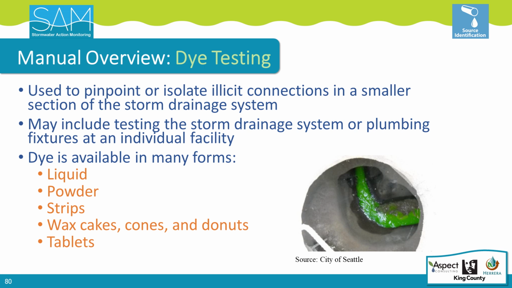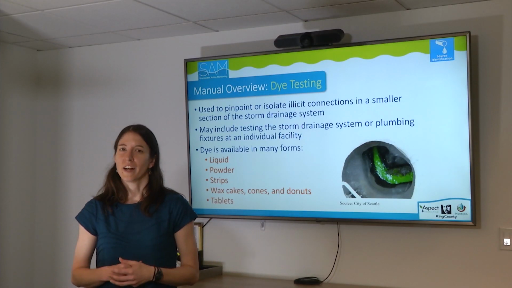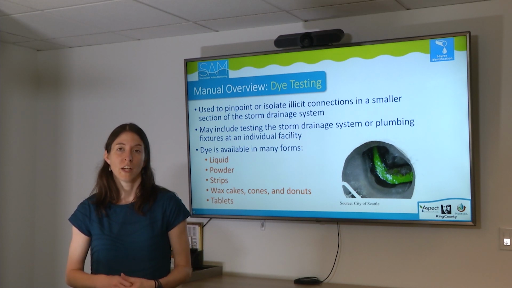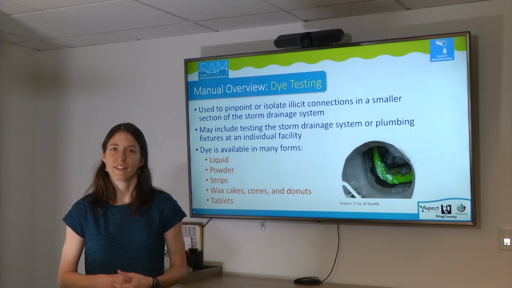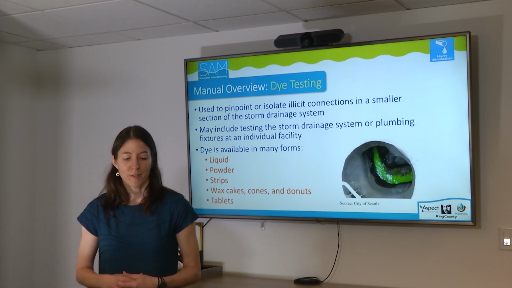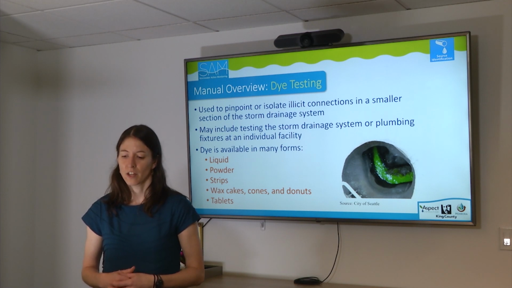As we mentioned, commonly washing machines and basements are a common cross connection. So something like that, you could test those different types of systems. There's a lot of different types of dye available. So in the manual, there's the pros and cons of dye testing in general, as well as the different types of dye that are available. You could get them in liquid, powder, strips, wax cakes, cones, and donuts, or tablets. And there's different pros and cons to each of those and situations where they work best. That's on page 161 in the manual or page 171 in the PDF version.